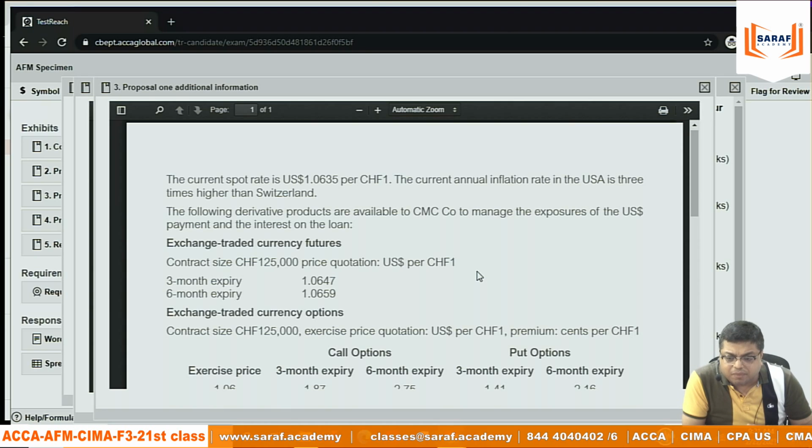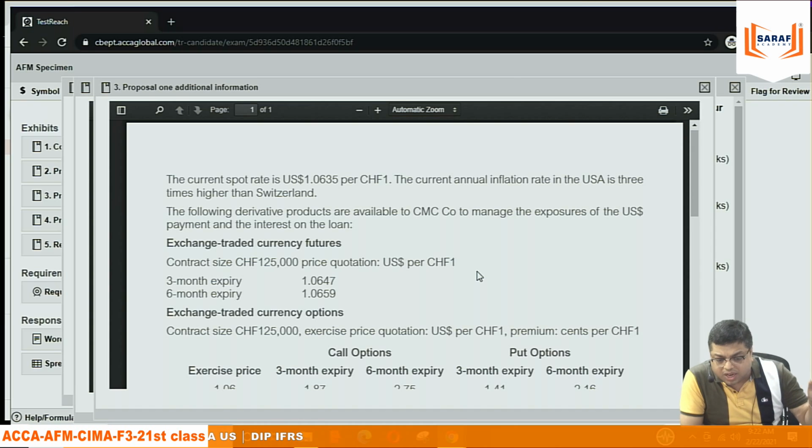The following derivative products are available to the CNC company to manage the exposures of the US dollar payment and the interest on the loan. Exchange traded currency futures. Contract size 1,25,000 CHF. That means the dollar payable needs to be converted into CHF. Then you divide by 1,25,000. Then you will get the number of contracts. There are 3 months and 6 months contracts, but we are concerned with 6 months only, because we have to make the payment after 4 months. So the 3 months contract is given as a googly. We are concerned with the 6 months expiry date only.